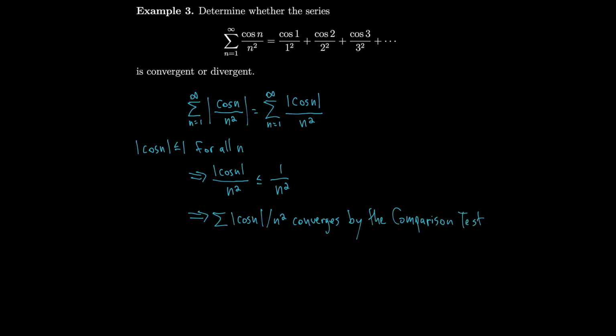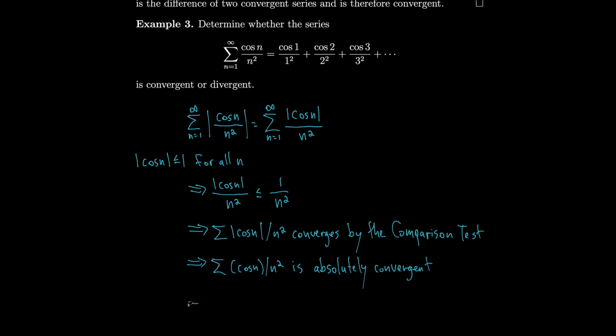So that means that the sum of cosine of n over n squared, without the absolute value, is absolutely convergent, because if we take the absolute value, we see that it converges. And because the series is absolutely convergent, that implies that the series converges by the theorem that we just proved. So we get that the sum of cosine of n over n squared is convergent because it's absolutely convergent.